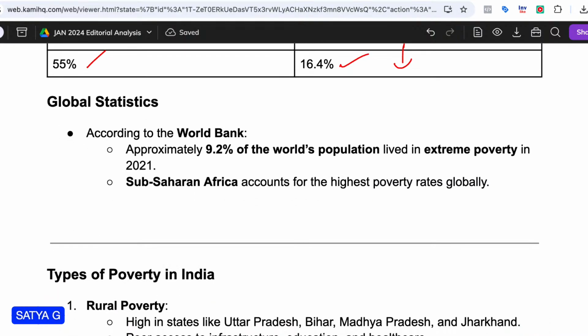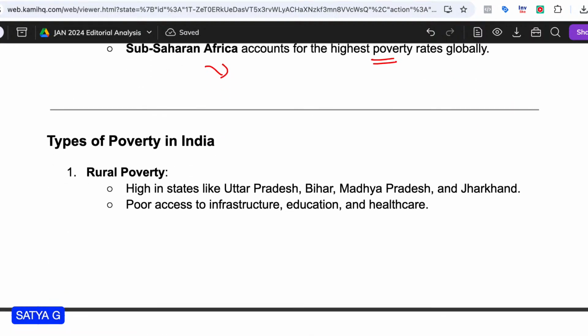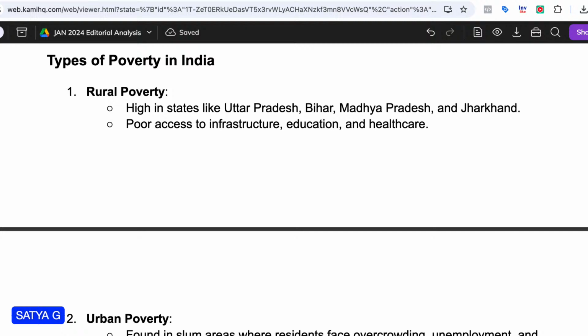So let us discuss some of the global statistics. As per the World Bank, nearly 9.2% of the world population is living in extreme poverty, right? Majorly, the highest poverty rates are in the sub-Saharan African countries. These are just for an idea. Moving on in the discussion, there are different types of poverty.